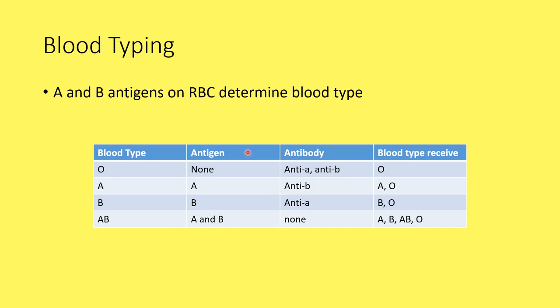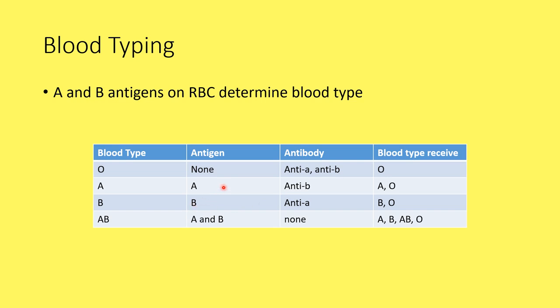With the ABO blood typing, you have four possibilities. An individual can be type O, type A, type B, and type AB, so you have O, A, B, and AB. Now, a person who is type O, they do not have any antigen on the surface of the red blood cell. Floating around in their plasma is anti-A and anti-B antibodies.